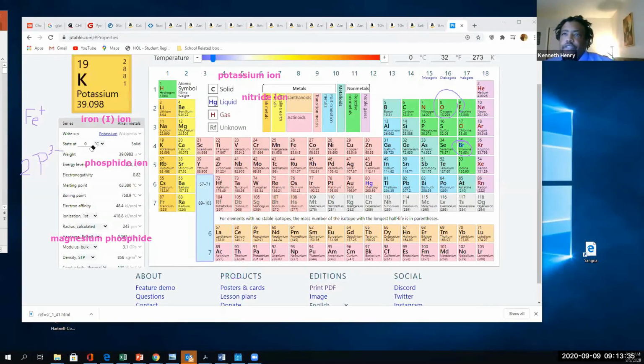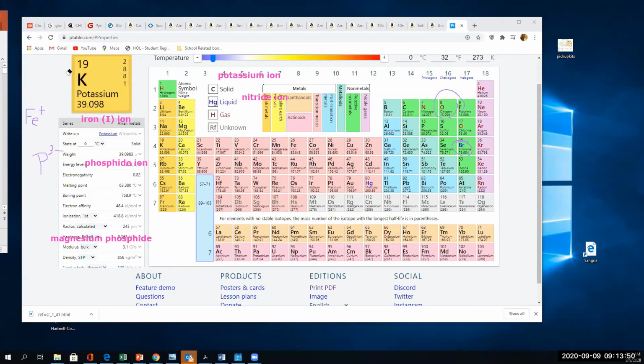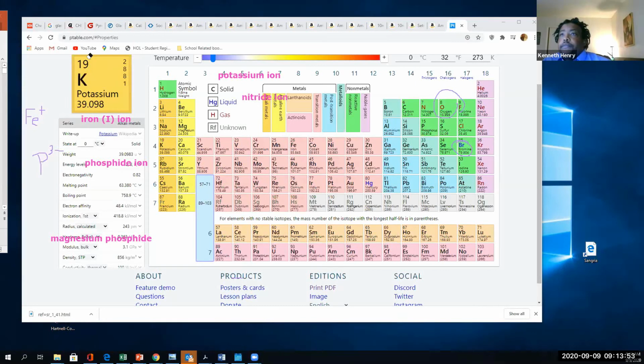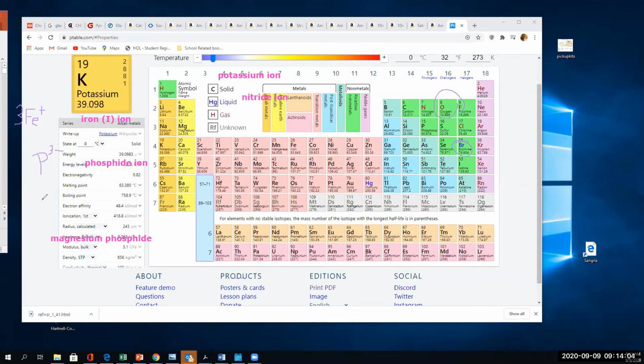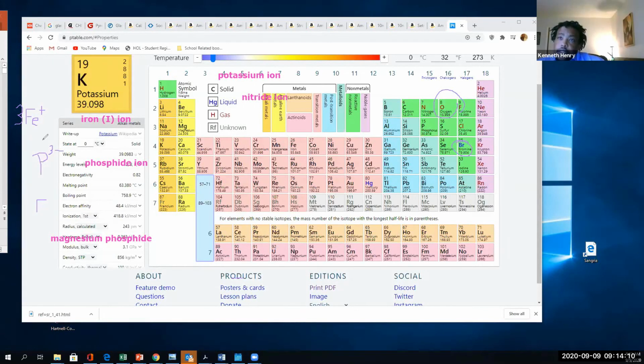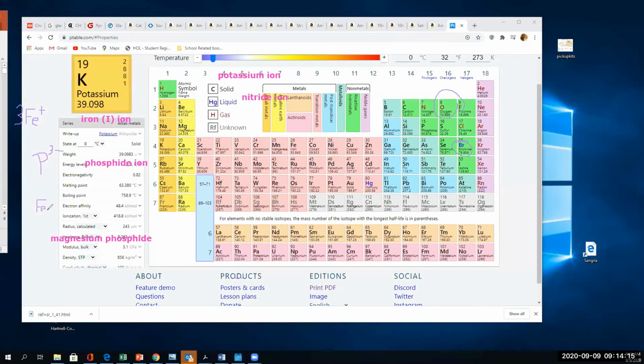So in this case, I have iron I. How many irons will I need to balance out this phosphide? 3. Okay, so what would be my chemical formula? They balance out, so it'd just be FeP, right? Did I need 3 of these? Because this has a plus charge, so it would be Fe3P.